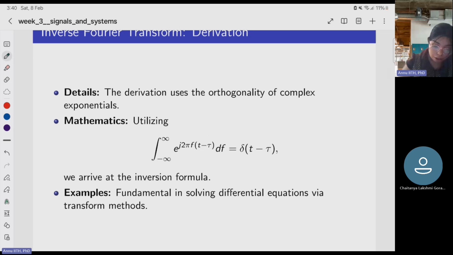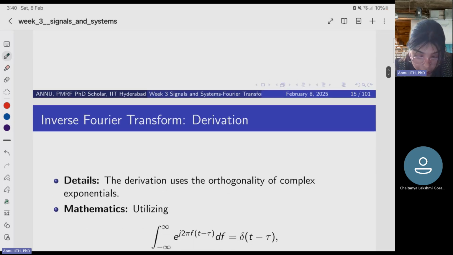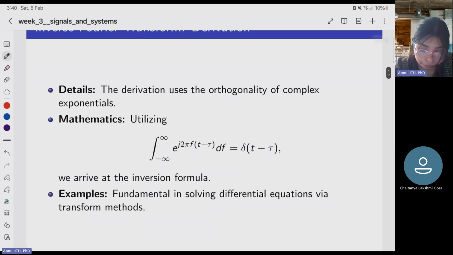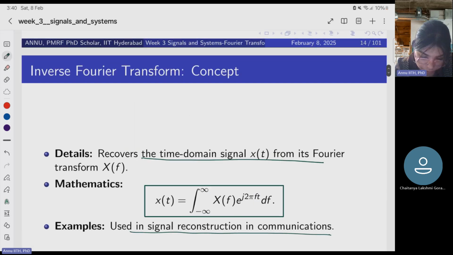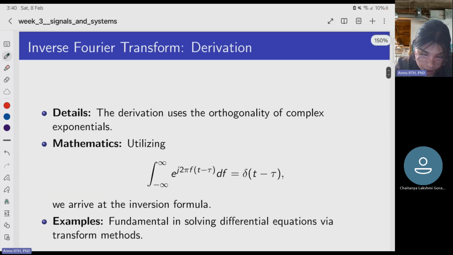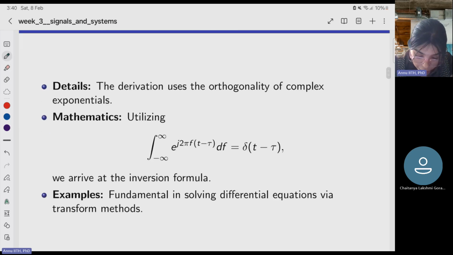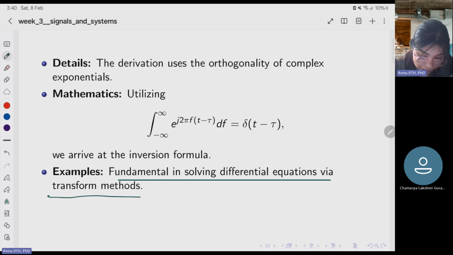So I hope you understood this particular inverse Fourier transform. The derivation uses the orthogonality of complex exponentials. Okay. So this is the formula for the inverse Fourier transform. Utilizing this particular thing, we arrive at the inversion formula. So even if you want to derive it, you can derive it. Well and good. Okay, so that is very fundamental in solving differential equations via Fourier transform.